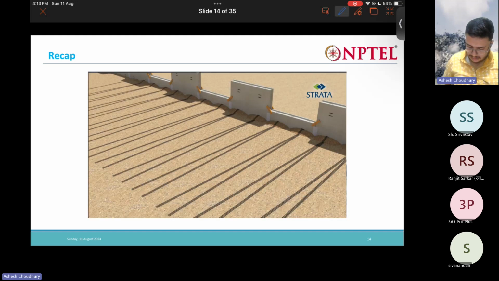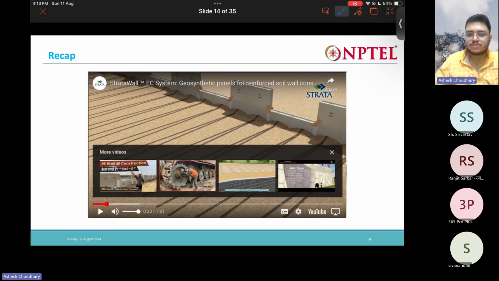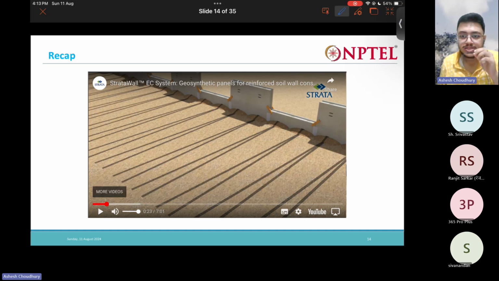Internally stabilized mass of reinforced soil. Whatever they are using here, that is actually geogrid strips. Okay, geogrid strips. These are geogrids, but they look like this. Like this, geogrid strips, they are using for reinforcement in this video, whatever they are showing.